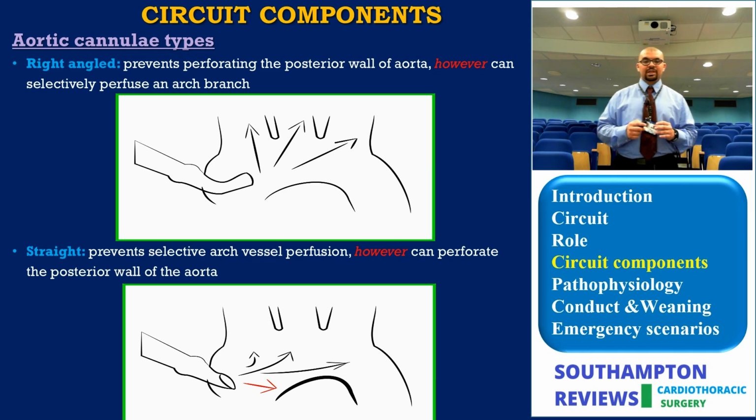Now let's start with the tip of the cannula, the form of the tip. There is right angled and straight. Right angled has the benefit of not hitting the back wall. It's safer in insertion, especially in smaller aorta. However, it has the drawback of being susceptible to selective flow. So you can easily direct the flow into one of the arch vessels, not the rest of the arch. On the other hand, the straight cannula is more likely to hit the back wall if you're not careful, of course. Yet it's less likely to create selective flow.